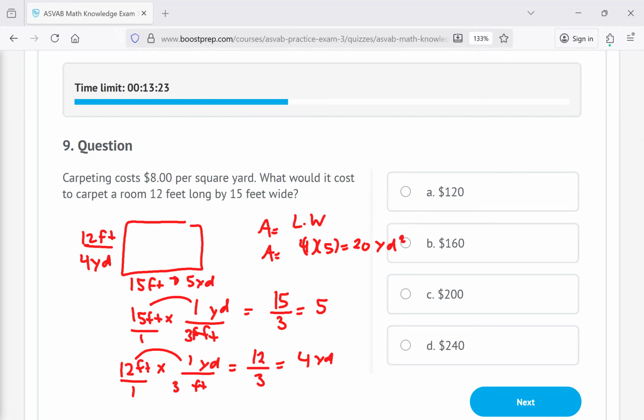And then all we got to do is, it says it's $8 per square yard. So all you got to do is multiply this by 8. So 8 times 20 is 160. So that's the total cost to carpet this room.